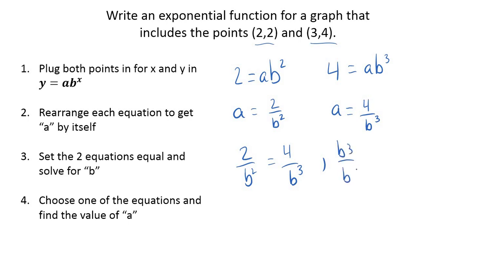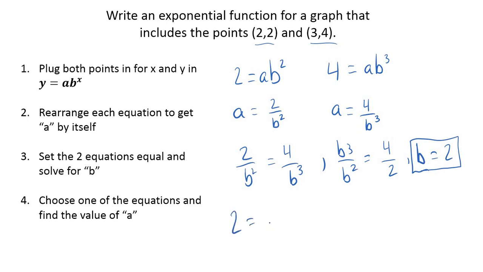B cubed over b squared equals 4 over 2. I just rearranged. So I brought this up and I brought my 2 down. The reason I'm doing that is because I'm solving for b. So now let's clean this up. Well, what's b cubed divided by b squared? Well, that's just b. And what's 4 divided by 2? Well, it's 2. So I know what b is now. It's 2. So now we can go back to either one of these equations. Since I know b, we can plug it in and we're going to figure out what a is.